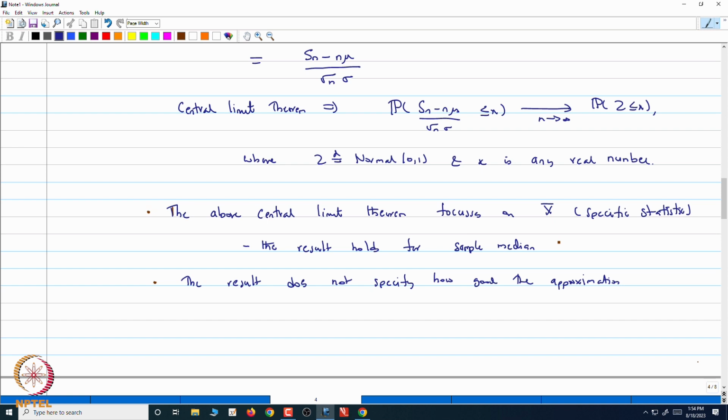For example, one simple exercise you can do is simulate and check what happens to X bar when X1, X2, ..., Xn are IID Cauchy, Cauchy 1, let's say. Because here the second moment is infinity, so the CLT should not hold. You should be able to get a clear example where the CLT will not hold.